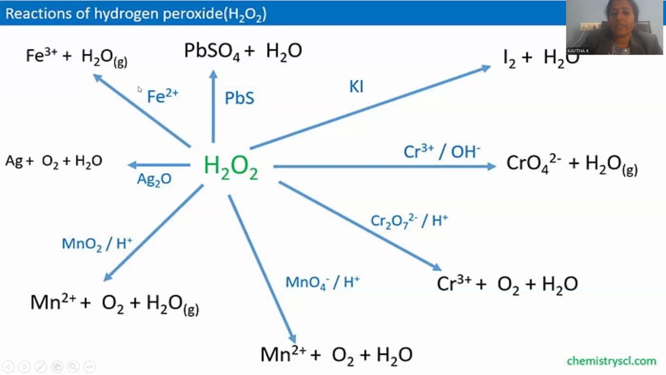Whenever ferrous, that means Fe plus 2, is treated with hydrogen peroxide, ultimately ferric will be generated. Whenever ferrous turns into ferric and the release of water is possible, plus 2 is converted into plus 3 form. Plus 2 to plus 3 is the increase in the oxidation number. Whenever oxidation number gets increased, that is called what? Oxidation process.